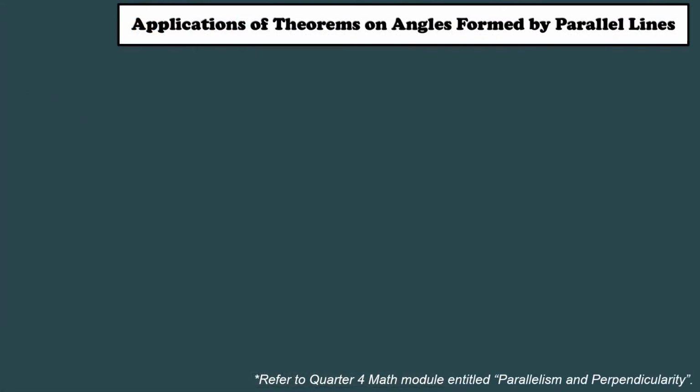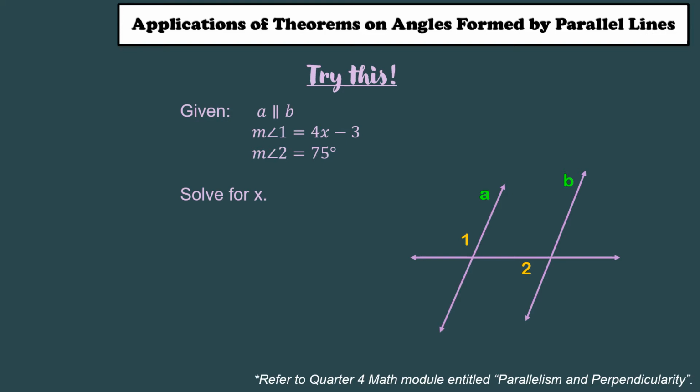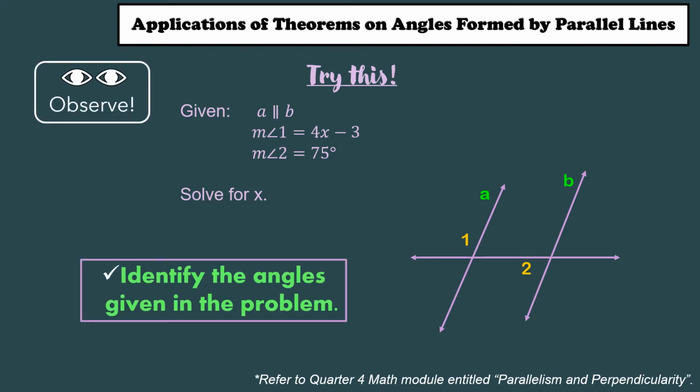Refer to your quarter 4 math module entitled Parallelism and Perpendicularity for this example. For this problem, we are given that lines A and B are parallel to each other. The measure of angle 1 is 4x minus 3, and the measure of angle 2 is 75 degrees. We solve for the value of x. Let us observe the figure. Identifying and classifying correctly the angles that are given in the problem is helpful in solving this problem.